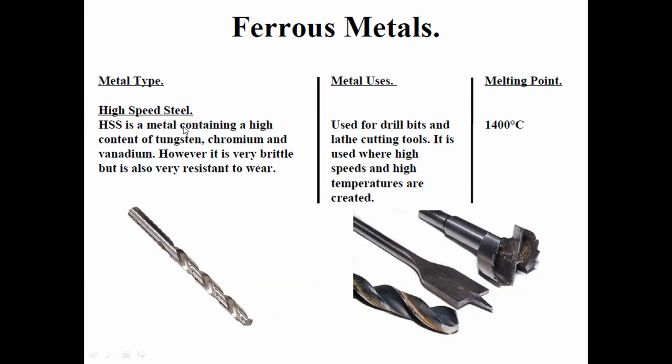So you should be able to know the type of steel or the type of metal and just its basic use at least. The melting point, not really, but what I'll need you to know is the type of metal and its basic uses, or just its properties. Know that steel is tough, especially for example, high-speed steel, you know that it's very brittle, but also very resistant to wear.